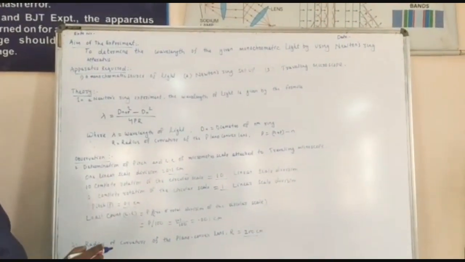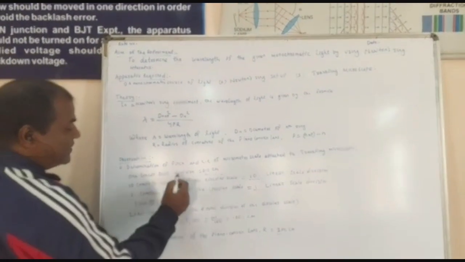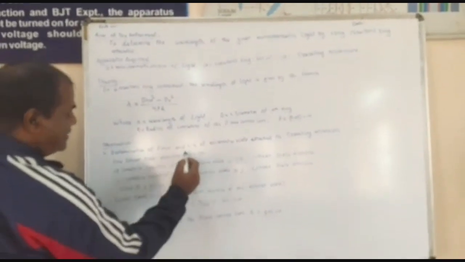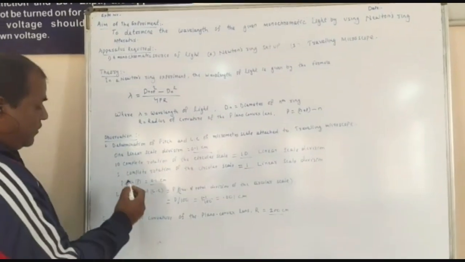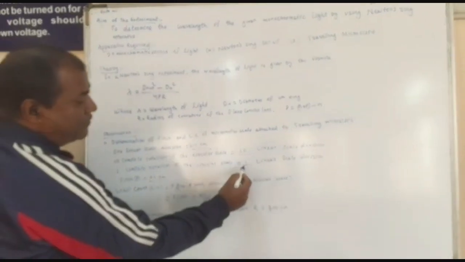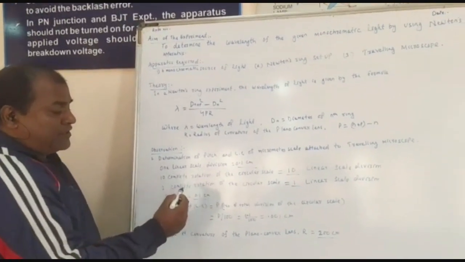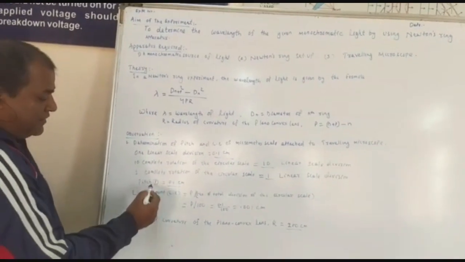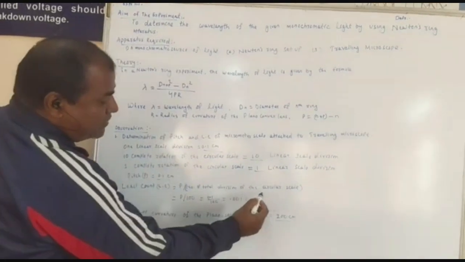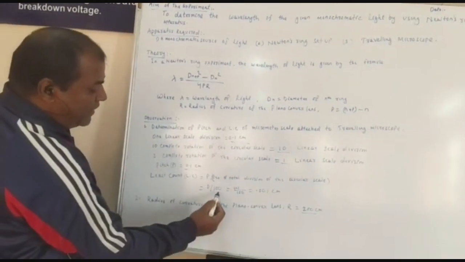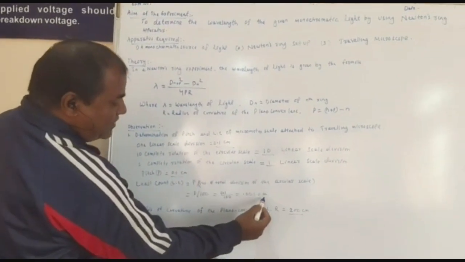Then observation: determination of pitch and least count of the micrometer scale attached to the travelling microscope. Actually, the micrometer scale is equivalent to a screw gauge. So see here, 1 linear scale division is equal to 0.1 centimeter, 10 complete rotations of the circular scale equal 10 linear scale divisions, so 1 complete rotation equals 1 linear scale division. Pitch is the linear distance covered in 1 complete rotation, that means pitch is 0.1 centimeter. So least count is pitch divided by the total number of divisions of the circular scale, that is pitch by 100, that means 0.1 divided by 100 is 0.001 centimeter.